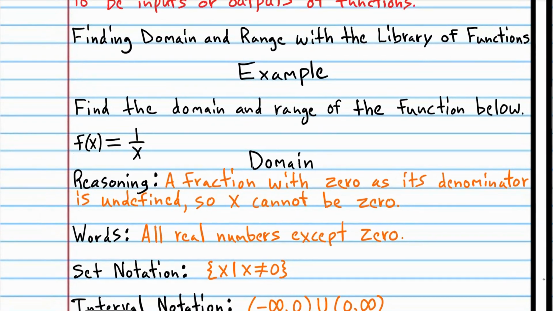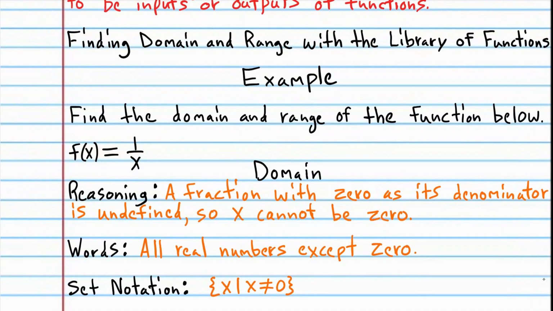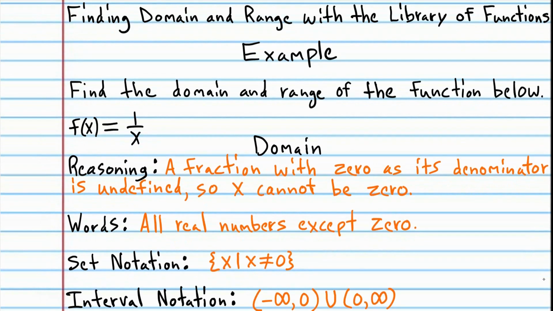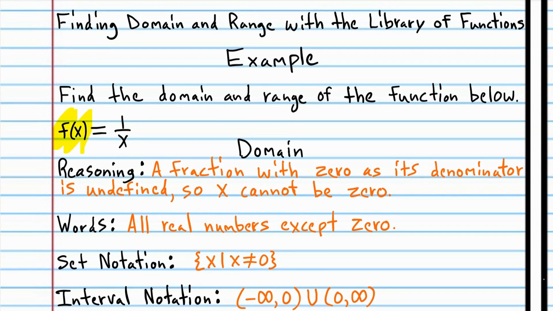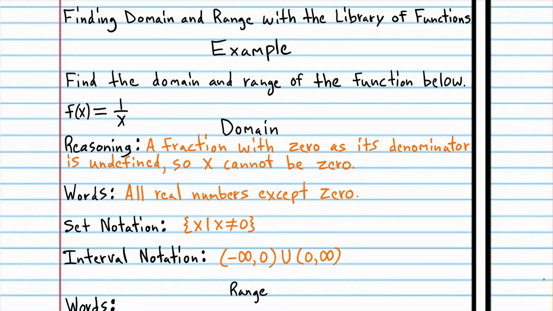So let's do an example here. It says find the domain and range of the function below. We have f of x is equal to 1 over x, and we know that a fraction with 0 as its denominator is undefined, so x cannot be 0. So finding the domain of that function is pretty easy. The domain is all real numbers except 0, because 1 over 0 is undefined. And we have set notation and interval notation.